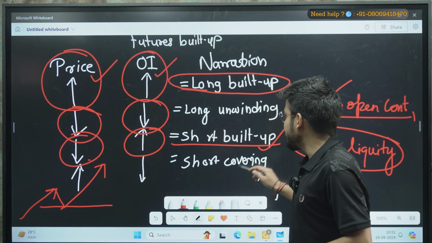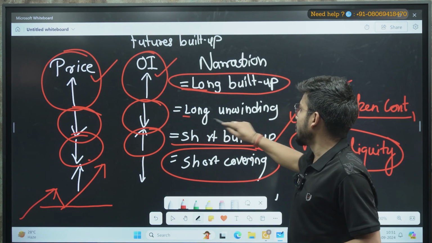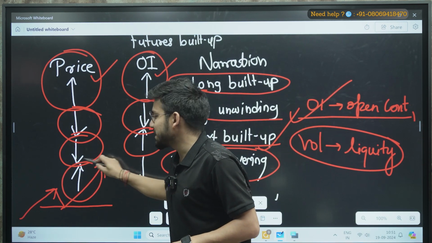Then the last one is the short covering. It is similar to long unwinding, in which your price is increasing, right?